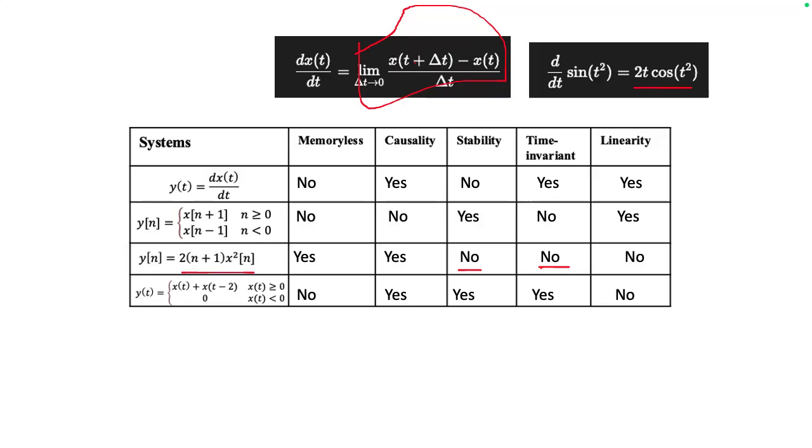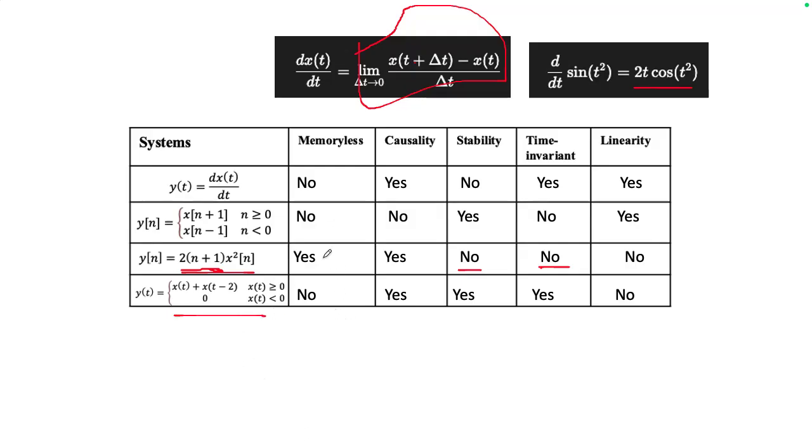You can see it's not constant, am I right? It involves time. So this is not time invariant. Also, there is a square, am I right? There is a power. So it is not linear. And similar with this one.